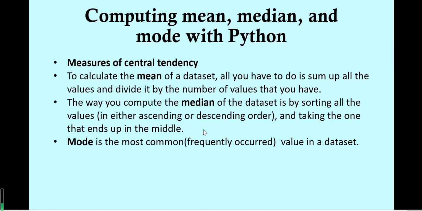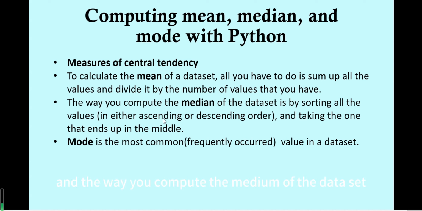In this video, we will show how to compute mean, median, and mode with Python data structures. So we know there are three measures of central tendency in statistics. They are mean, median, and mode. To calculate the mean of a dataset, all you have to do is sum up all the values and divide it by the number of values that you have.